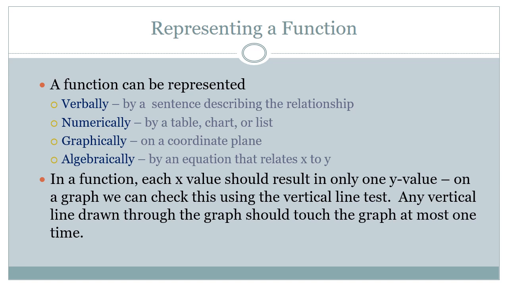In a function, every x value should result in only one y value. On a graph, we can check this using the vertical line test. Any vertical line drawn through the graph should touch the graph at most one time.